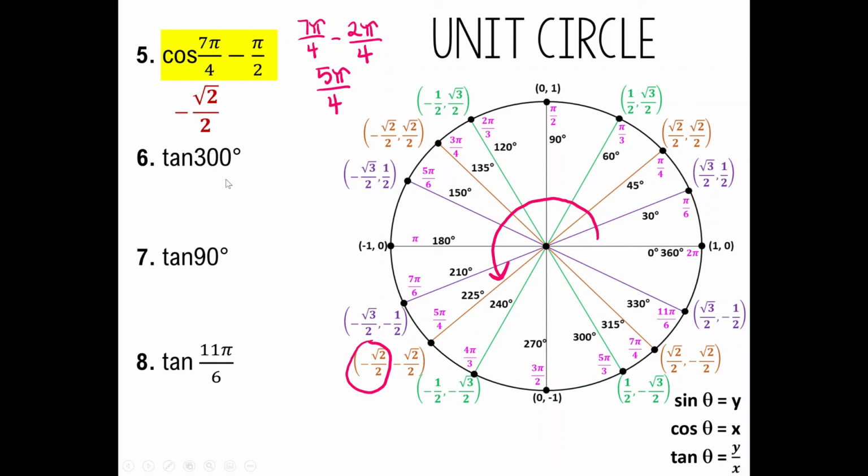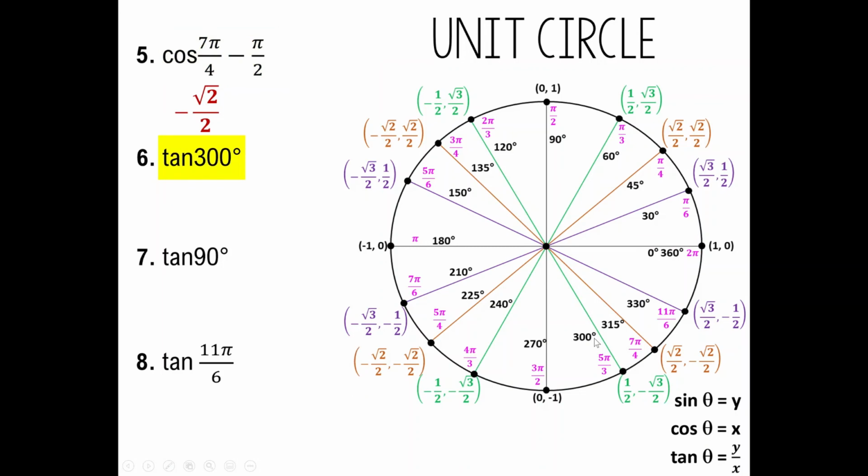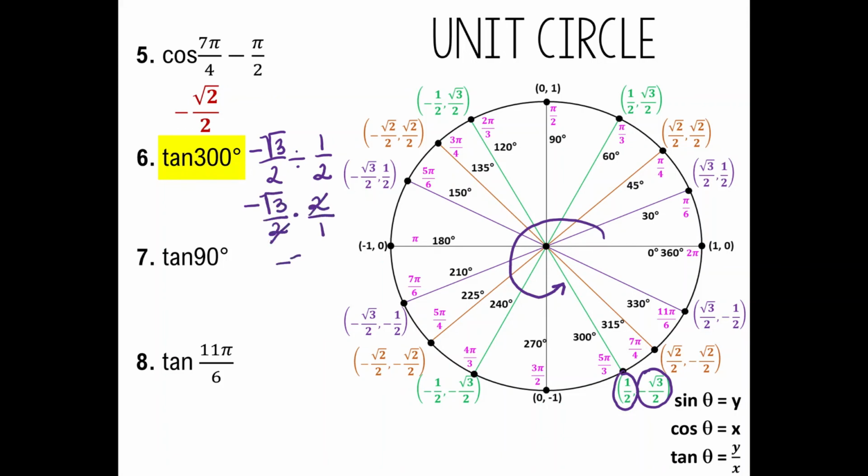Now let's look at tangent 300. Well, here's 300 degrees right here. The tangent is going to be the opposite side over the adjacent. So y over x, right? So negative square root of 3 divided by 1/2. When I show that out, I'm going to keep, change, flip, and then I'm going to cross out those, and I get the negative square root of 3, and that's my answer. I'm just multiplying fractions, and I know that I did that kind of fast because I can't expect you to know how to do this at that point.